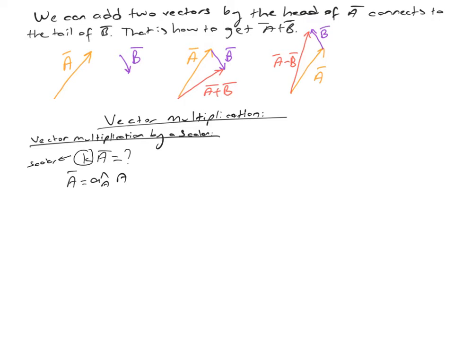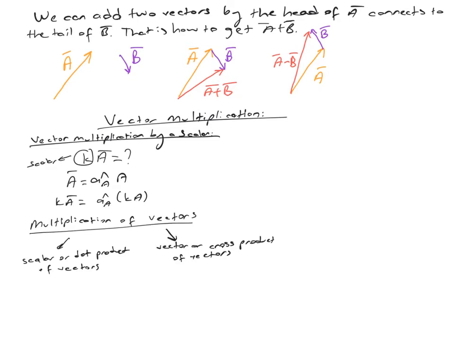When it comes to multiplying the scalar k by vector A, the scalar k will be multiplied by the magnitude of the vector A, and the direction will be the same as that of the vector A. Let's continue with multiplication of vectors.